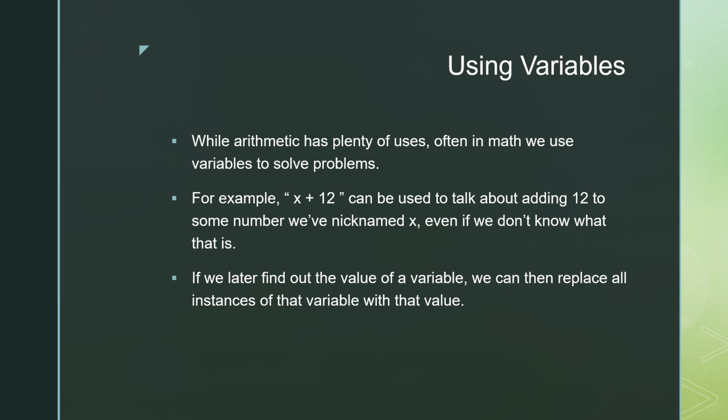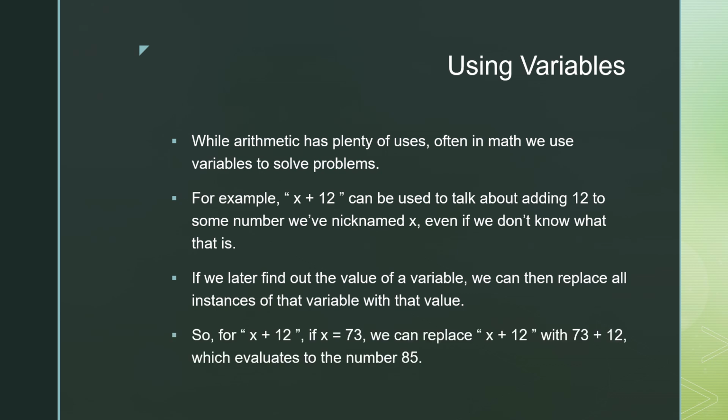If we do find out what x is, then we can replace instances of it with the value we get. So in our x plus 12 example, if I later tell you that x is 73, then you can replace the x plus 12 with 73 plus 12, which, if you do the addition, should be 85.